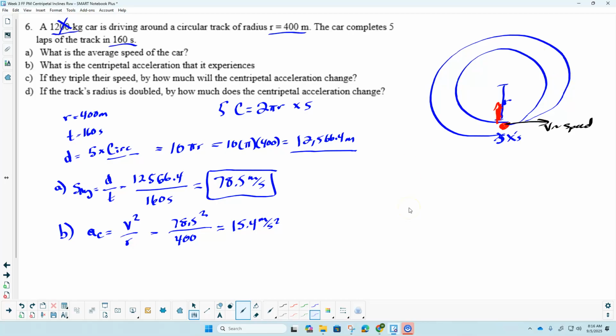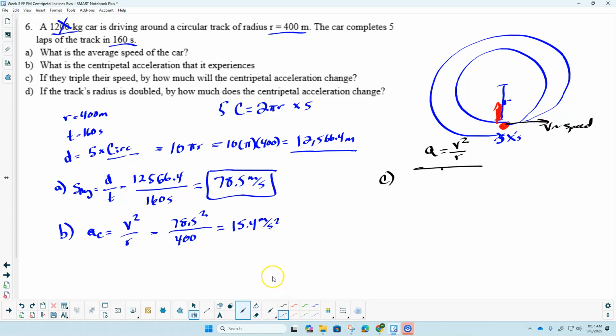So C and D are kind of conceptual questions, and they're really just based on this equation. A equals V squared over R. We're looking at the factors and trying to determine how changing those factors would affect the result. We have a number here, and we could do it with our equation and figure out how much bigger it is, but we can just use the equation without plugging in those numbers. So this is our initial acceleration, at this velocity V and this radius R.